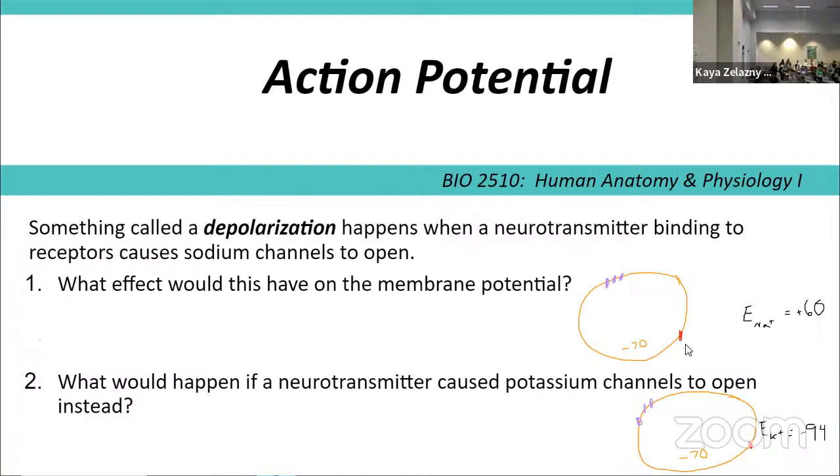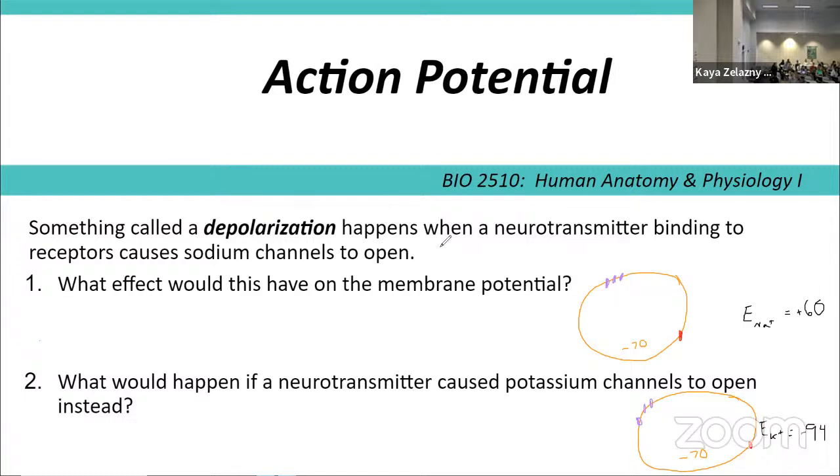Okay, so when we're thinking about depolarization, which we defined last time as something that gets us closer to a threshold for setting off an action potential, something that makes our cell less negative, so it moves us closer up to 0. Our threshold is going to be slightly closer to 0 than our starting point. So that's our depolarization direction, up, right?